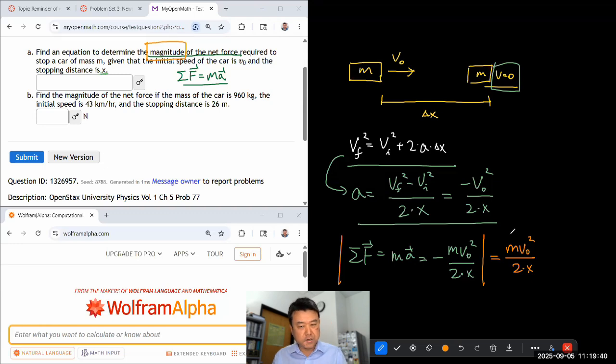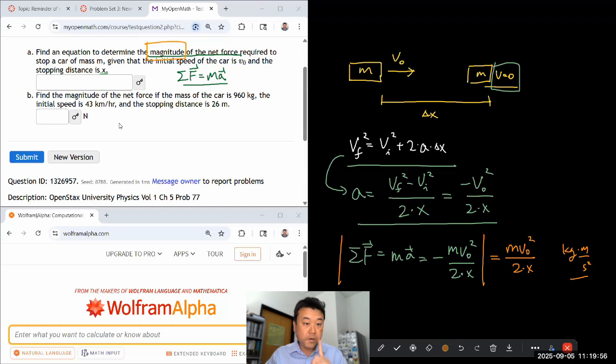And I can check the units: kilogram, meter squared per second squared, divided by meter. So kilogram times meter per second squared. That's the right unit for force, I think. So I think I did everything correctly.